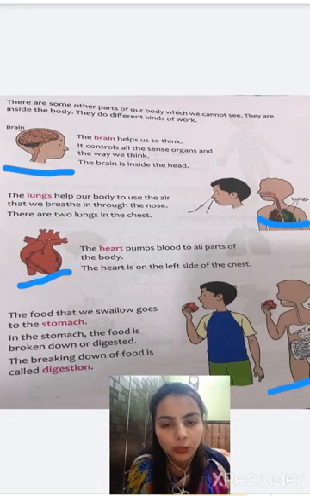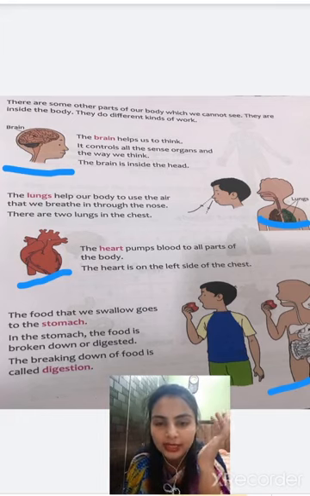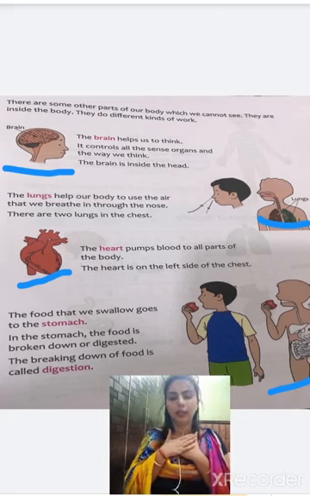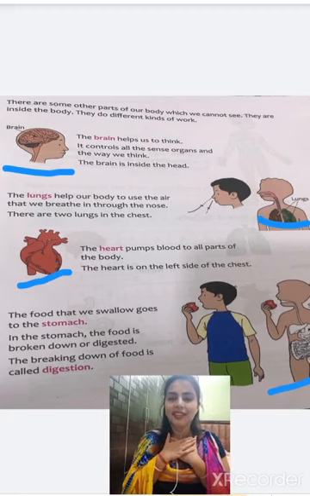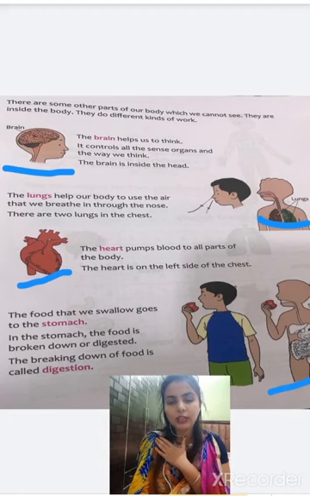Now, one more time, tell me, where does our brain lie? Our brain lies in our head. Touch your head. And where do our lungs lie? Our lungs lie in our chest. Where does our heart lie? Our heart lies on the left side of our chest.